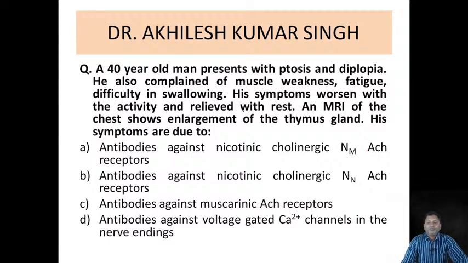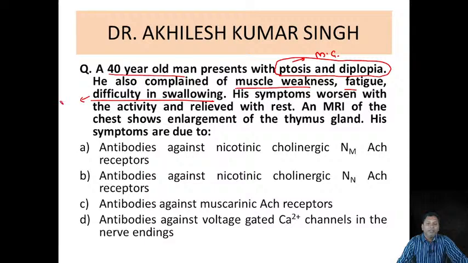Now let us look at another question here. This question was also asked in the exam, and one question was also asked from this topic in the last exam also. So what is the question here? A 40-year-old man presents with ptosis and diplopia, typical features of myasthenia gravis. He also complained of muscle weakness, fatigue and difficulty in swallowing, again features of myasthenia gravis. His symptoms worsen with activity and are relieved with rest. This is the characteristic finding in myasthenia gravis. And MRI shows enlargement of the thymus gland, again favoring myasthenia gravis.